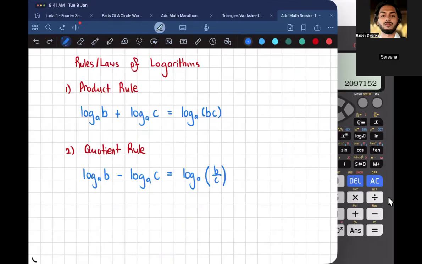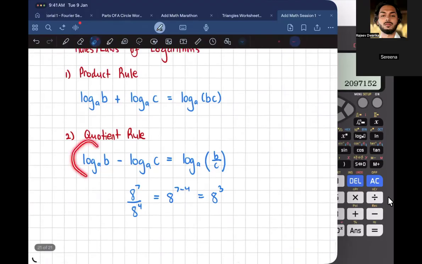Think about it. If you had 8 to the power 7 divided by 8 to the power 4, wouldn't that just be equal to 8 to the power 7 minus 4, which is equal to 8 to the power 3? Yes, sir. So in this particular example, this could be power 7 minus the power 4, and that would be equivalent to 8 to the power 7 over 8 to the power 4, which would just be 8 to the power 3. So your answer would be 3.